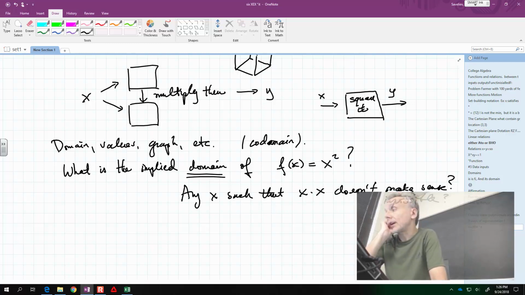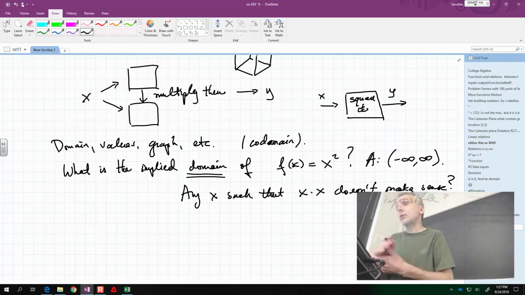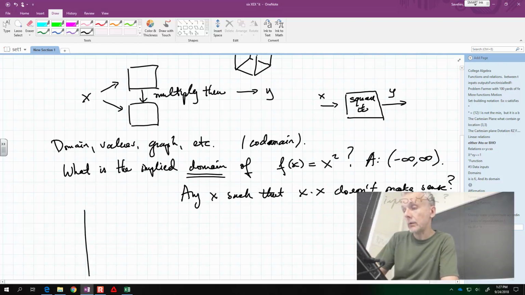Or real numbers, right? So multiplication is, so that's the answer. The answer is indeed negative infinity, infinity. Multiplication does not present any problem ever. You multiply two numbers, the product always makes sense. It is division that might cause problems, does not have to, but might, as well as roots also might cause problems. But so far we did not touch on division, so we'll just stick with the multiplication. So domain is everything.